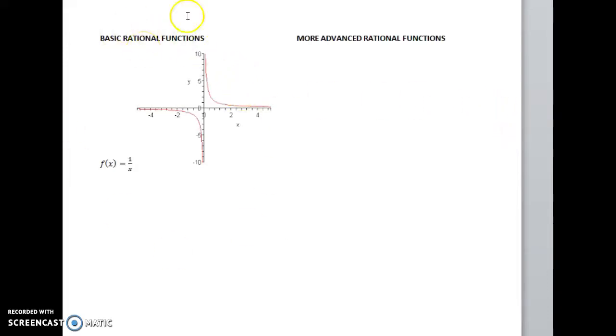Yesterday we graphed basic rational functions that looked similar to the one on the screen right now. Here's the rational parent function, f of x equals 1 over x. We have two branches to this rational function. And today we're going to start graphing more advanced rational functions.